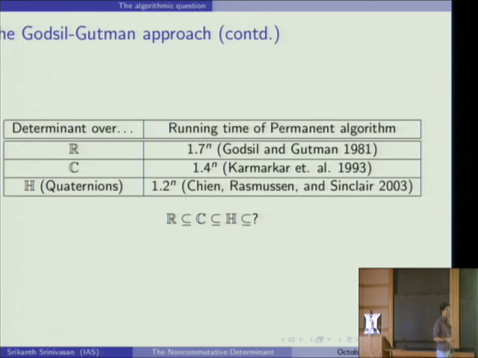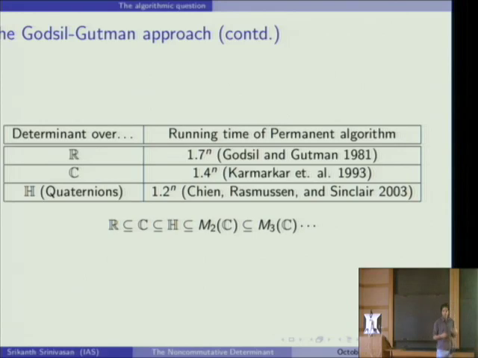It turns out that all of these are actually sitting inside the algebra of 2 by 2 complex matrices. So now this gives you a natural hierarchy in which to try to extend your algorithms. So try computing a determinant over complex matrices. Of course, now we are in the non-commutative domain, but already here we are in the non-commutative domain. So even here, the algorithm actually needs to compute the determinant over a non-commutative domain. What Chien, Rasmussen, and Sinclair do is not quite compute the determinant, but a small variant that's enough for this purpose. But it's not clear here anymore.